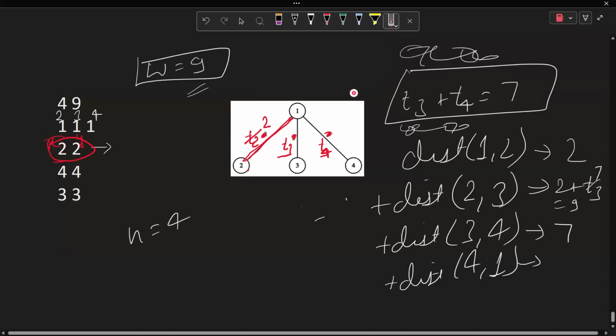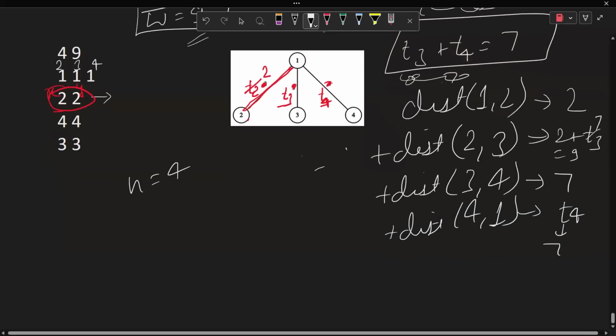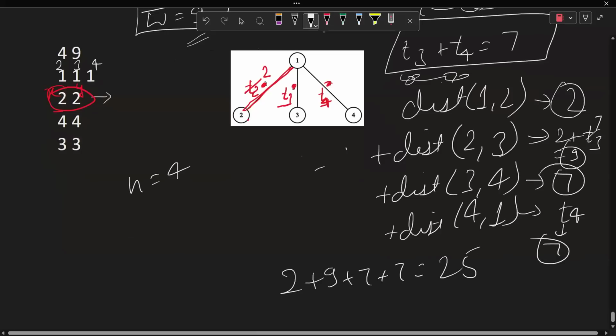Now for 4 to 1, the path from 4 to 1 is T4. The maximum value you can have is if you assign all the 7 to T4, so it would be 7. So your final answer here would be 2 plus 9 plus 7 plus 7, which comes to 25. So after the first query, you would answer 25.